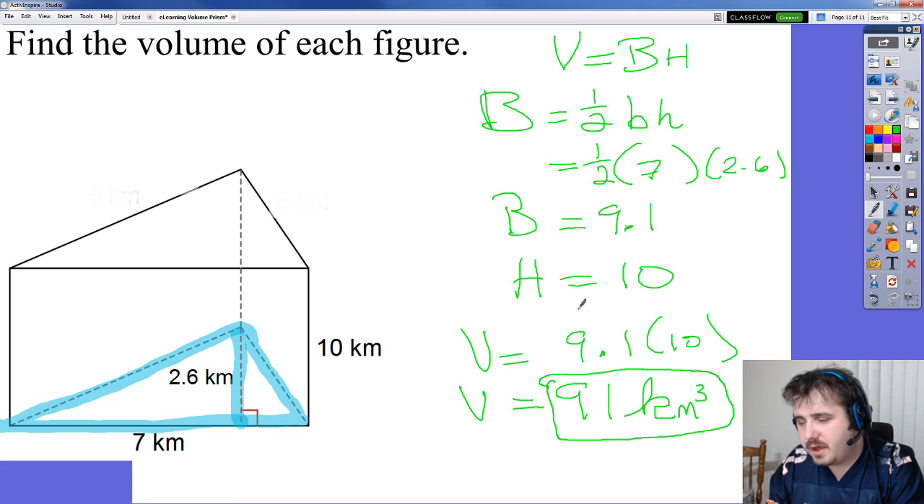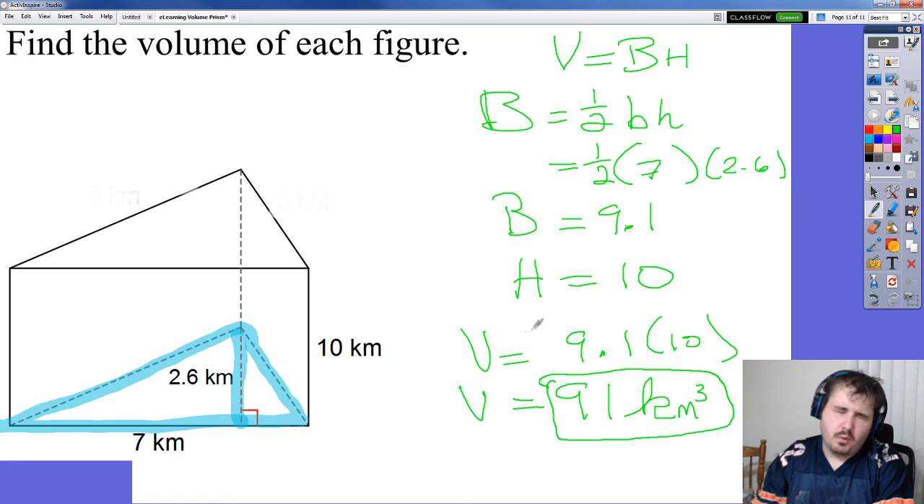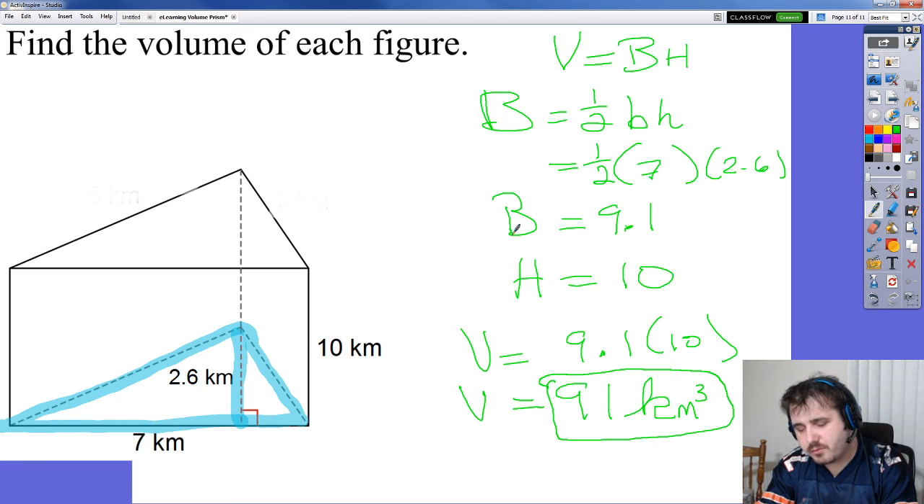Alright, we're going to have 2 more videos this week, one about pyramids and one about spheres. The one about pyramids will just cover volume since we covered surface area last week. The one about spheres will cover both surface area and volume because it's easy. Alright, have a good one.